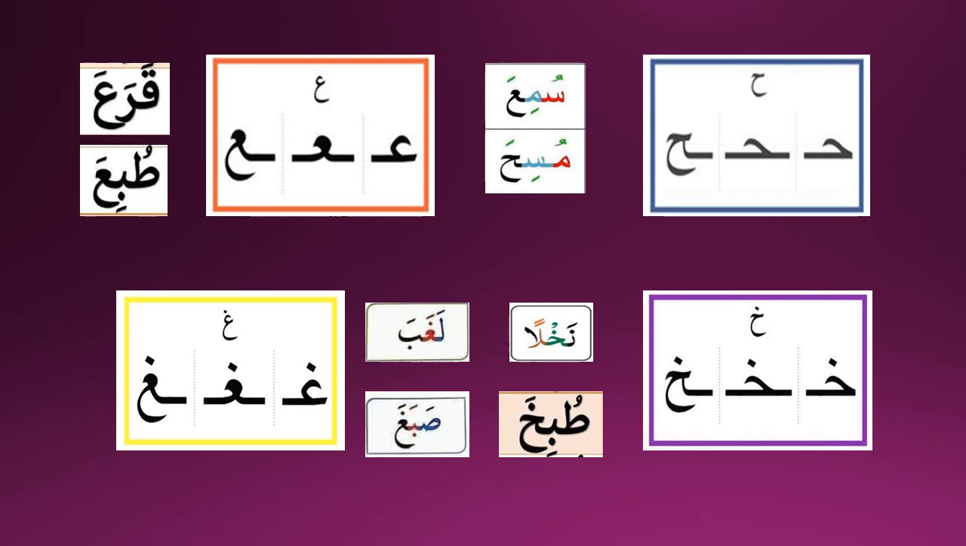Look at the word Ha at the end and Ghain at the end. This is Ha with an open end and this is Ghain with the closed end, or with the closed mouth. So in this way you can easily recognize them.